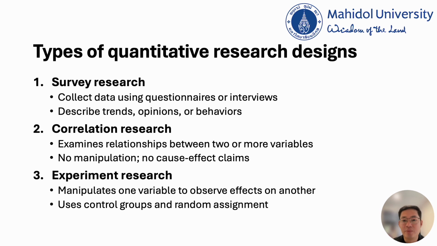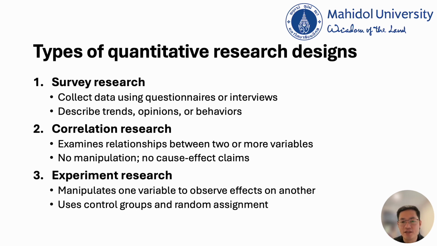Let's now look at the 3 major types of quantitative research designs: survey, correlation, and experimental designs. First, we have survey research. This is one of the most common methods in the social sciences. It uses structured questionnaires or interviews to collect data from a large group of people. Surveys are useful for describing attitudes, behaviors, or opinions. For example, we might survey students about their study habits or stress levels.